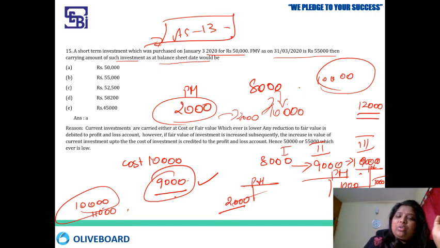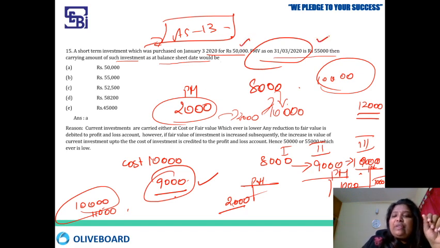You're getting it? So the provision clearly says if it is a short-term investment, it should be carried at its cost or at its FMV, whichever is lower. FMV as on when? As on the closing date. Closing date is nothing but 31st March. Alright. So 50 or 55, whichever is lower. 50, the answer is 50.